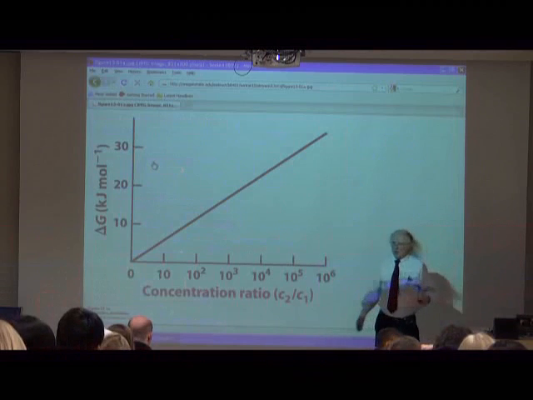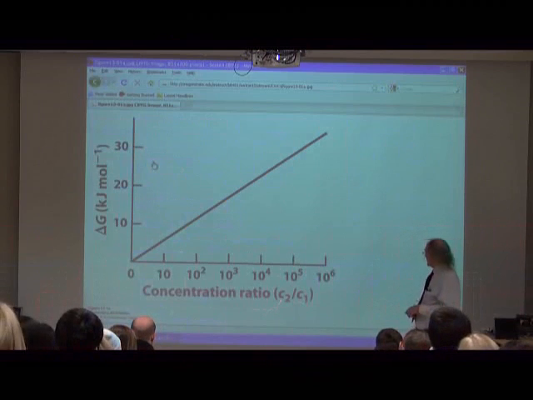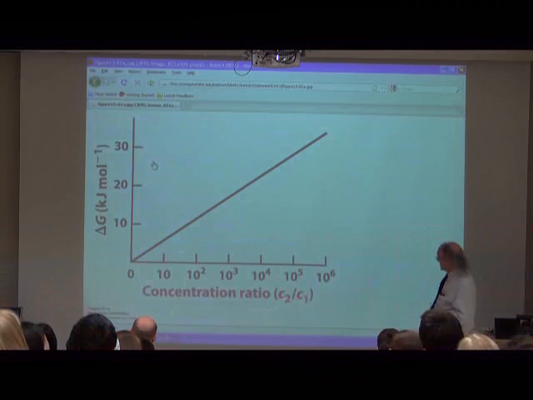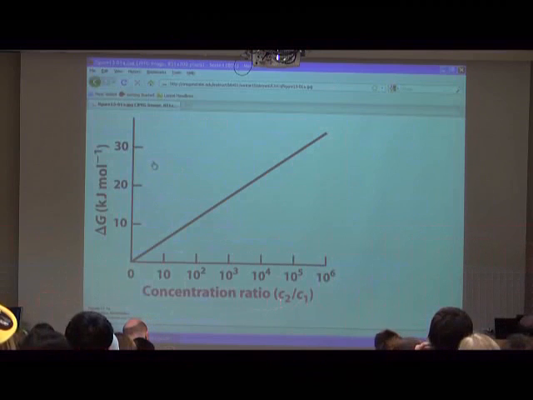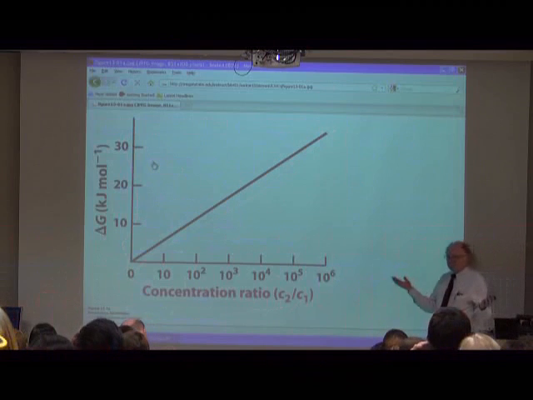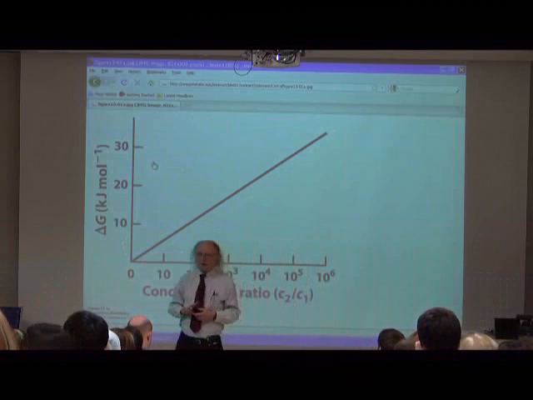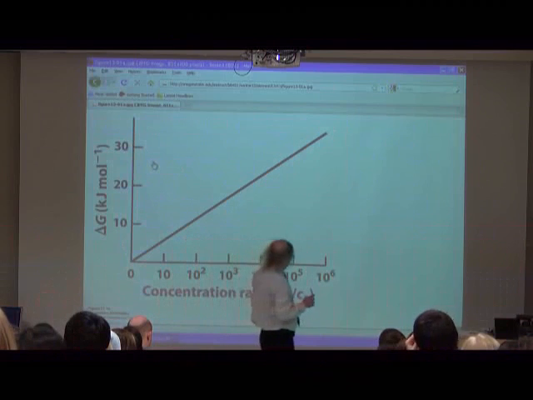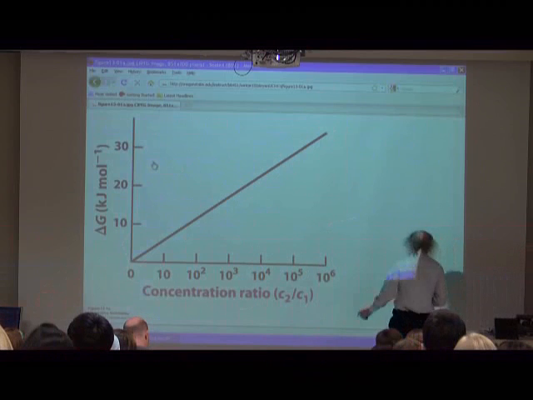Now, I could go on to describe various things to you. C2 is the concentration of the material inside the cell. C1 is the concentration of something outside the cell. As that ratio of C2 to C1 gets higher and higher, it takes more and more energy to get it in. Makes sense? The higher you make the hill, the farther you've got to push the rock, right? So, the higher the concentration gradient you're working against, the more energy it takes to bring the molecule in. That just is sort of common sense.